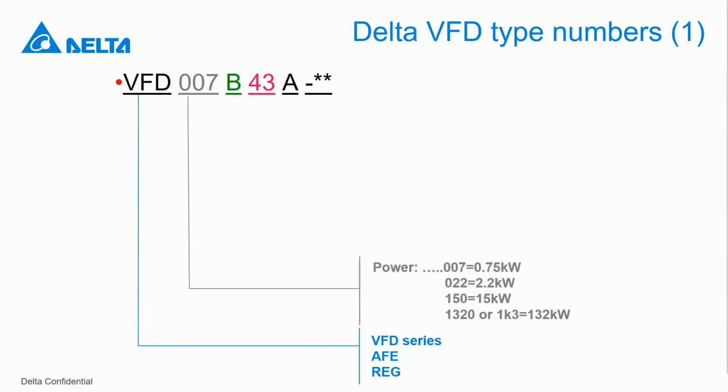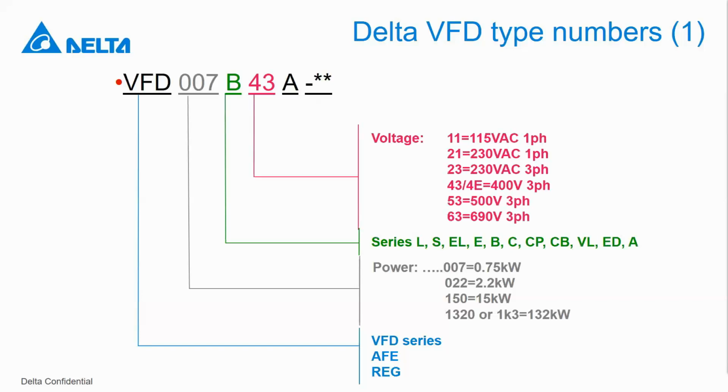Next, you have the power of the drive. 007 stands for 0.75 kilowatts, and at the moment the highest power that we have is 630 kilowatts. Then you have the drive series, followed by voltage. 4 stands for 400 volt, and 3 stands for 3-phase. Sometimes you'll see it as 4E, and that will be a 400 volt 3-phase drive with built-in EMC filter, but that's only for some particular models from the C family. And next, you have the hardware version.